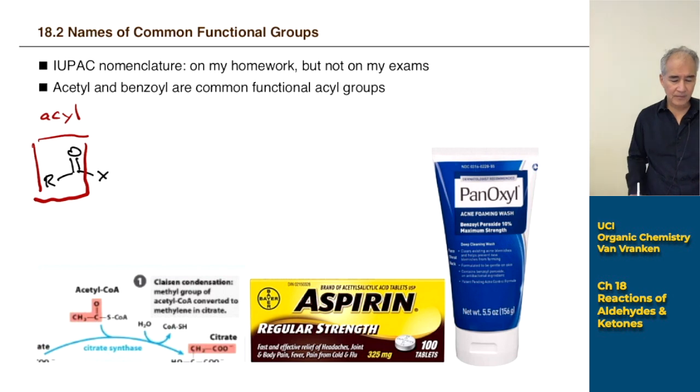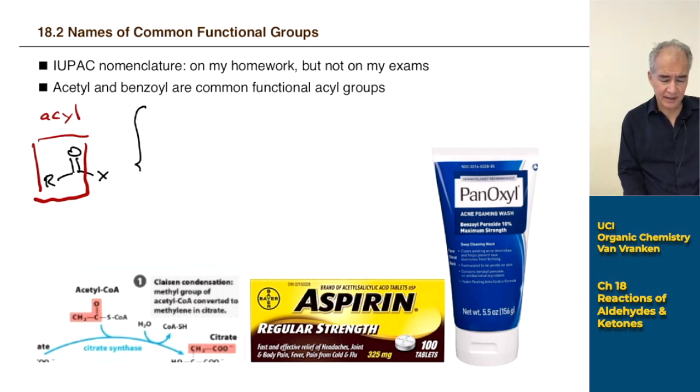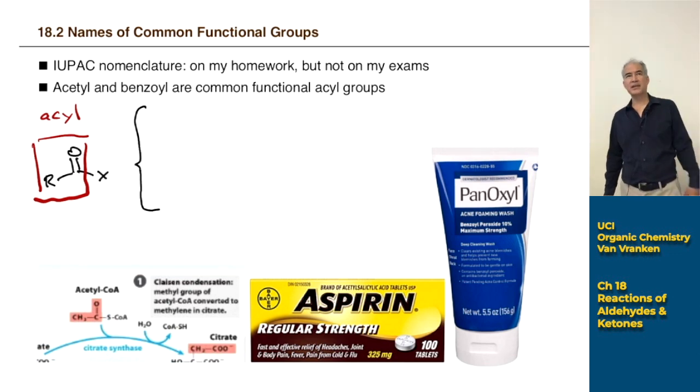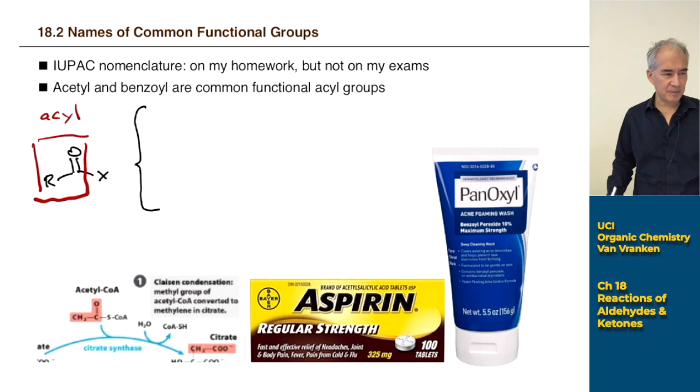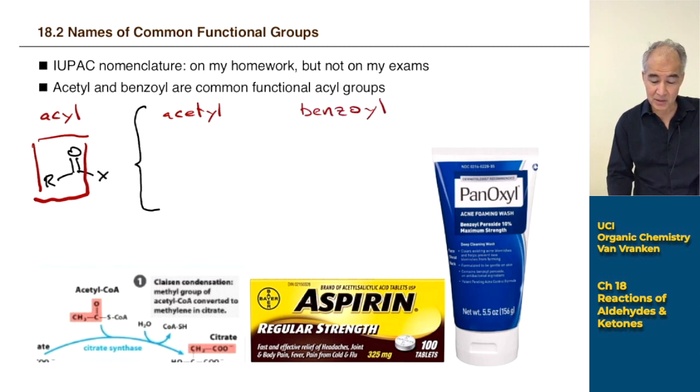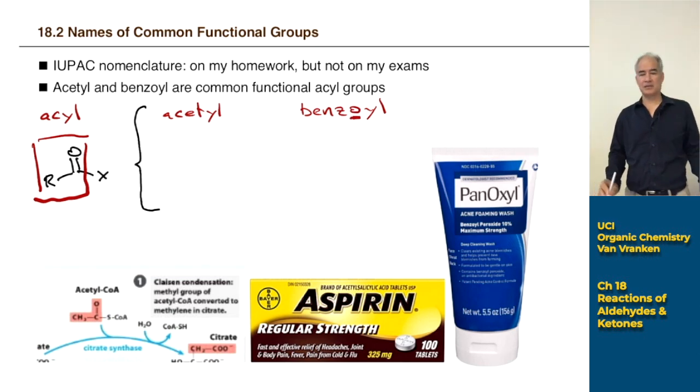Acyl. Now I expect you to know the names of 2 very specific and very common acyl groups. I expect you to know the names of these functional groups because they are so common. The first functional group I expect you to know is acetyl, because it is such a common functional group. And the second one I expect you to know is called benzoyl. Not benzyl, benzoyl. Totally different from benzyl.